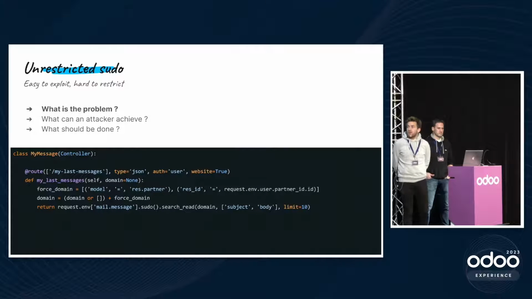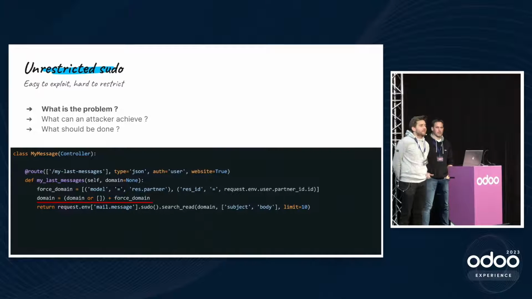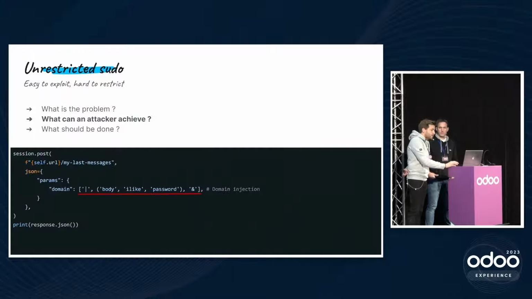This is another example where it's even trickier to see what the problem is. In this case, it's not even writing something where you are not supposed to, it's reading something. And I'm pretty sure that not a lot of people would see where the problem is in this example. It's kind of a domain injection. You could craft a domain starting with an OR and then override the force domain. So you would be able to bypass the force domain which is put above. In this case, it would be to see only your last messages. You could just put an OR and override this completely.